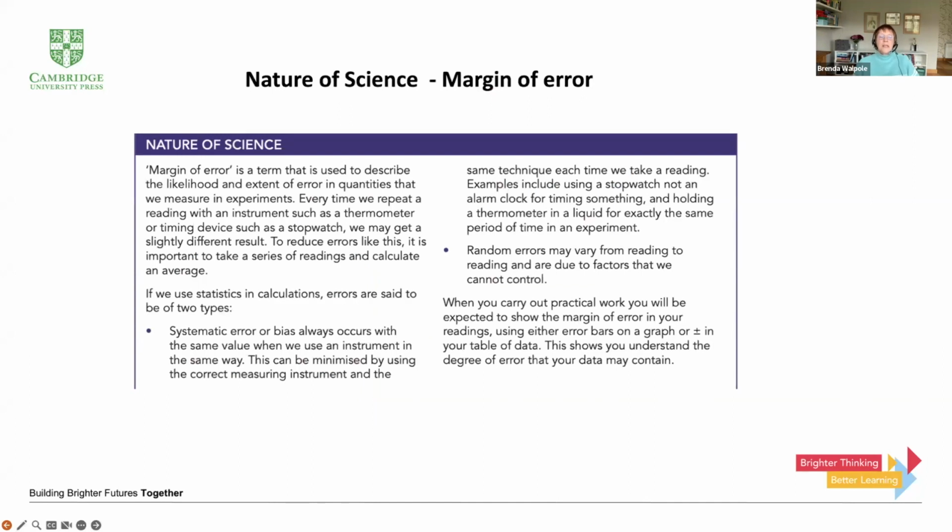Nature of science, again, a very important aspect of the IB philosophy. And you'll find throughout the book there are these purple boxes which discuss a nature of science feature. This one's all about margin of error. And students can read about the difference between systematic errors and random errors, and a little bit about how they can minimize both types of error. Very important when they're carrying out their own investigations and experiments.